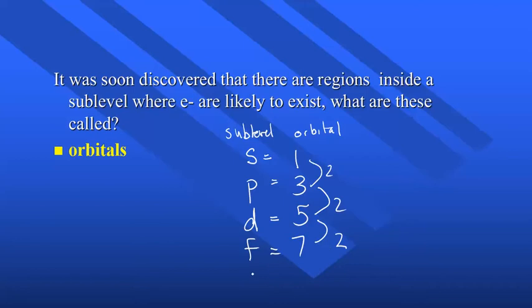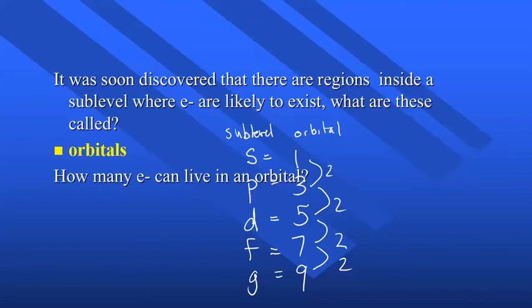In theory, if G exists, how many houses will you have? 9, because 9 is 2 away from 7. So every higher type of property of a subdivision will have 2 more houses added to it. Okay? So, how many electrons can live in each house? Any guesses? 1. 2.